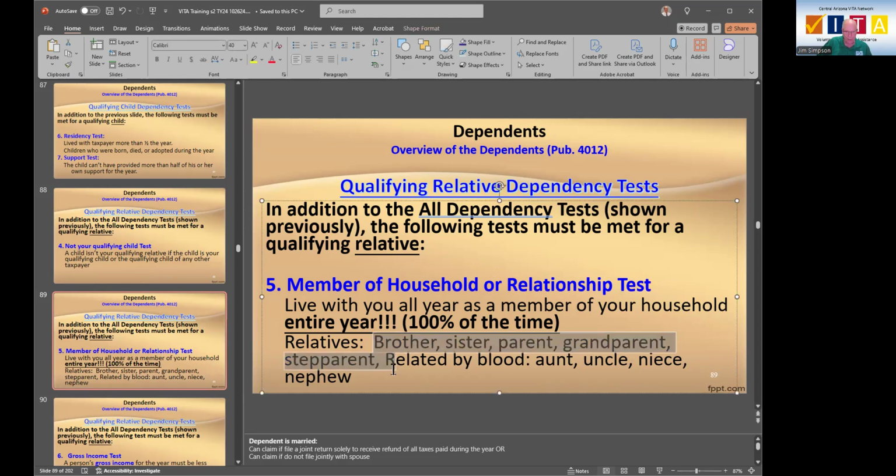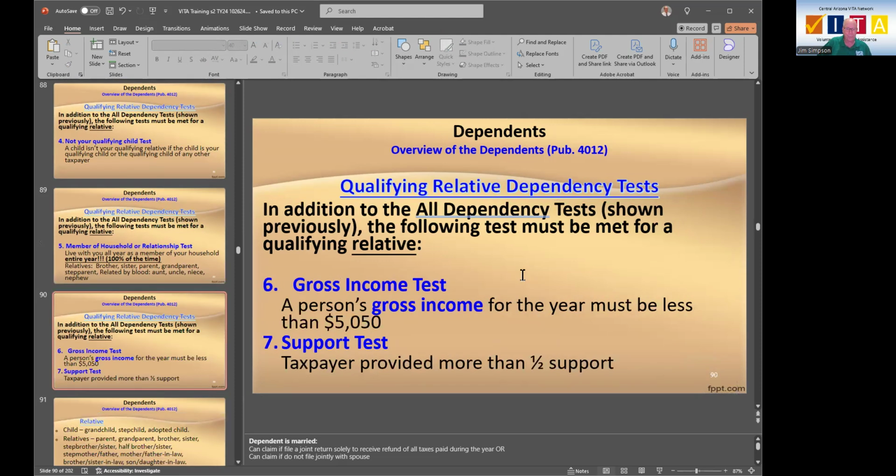And here's the relatives, right? But what happens when your old buddy from high school gets kicked out of the house, loses their job, and they say, hey, can I stay with you for a week or something, crash on your couch? And they end up staying there for a year. Well, you might be able to claim them as a dependent if they meet all the other rules. But if they're not a relative, if they don't meet the relationship test, they had to live the entire year, all of the time in your household. Very important distinction.